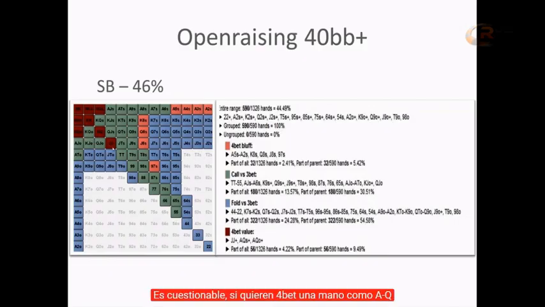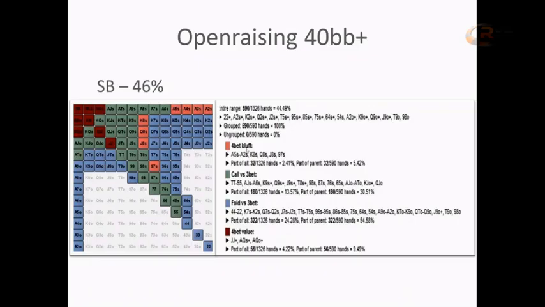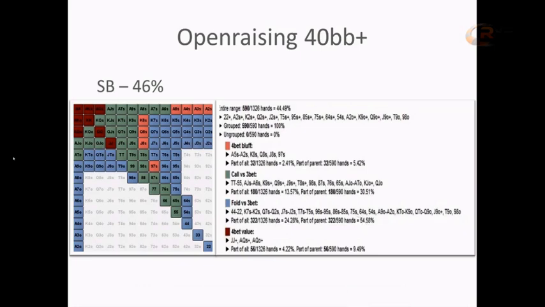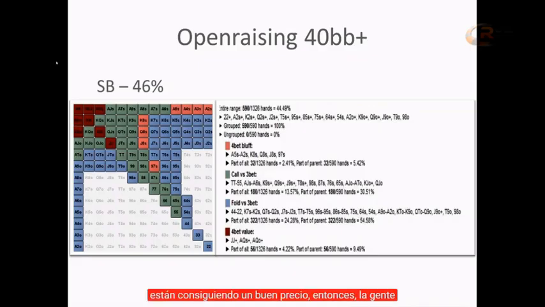It's questionable if you want to 4-bet a hand like ace queen. You can also just call against the 3-bet, but then you should 4-bet bluff a little bit less, otherwise you are over bluffing. The thing is though that people usually, that's why we are slightly over folding against 3-bets with 54%, because people usually 3-bet not that much from the big blind. I mean, they're in position and they're getting a good price, and people are not raising or 3-betting that much from the big blind. We should always open raise 3 times the big blind. If we have more than 40 big blinds, we should raise more than 3 times the big blind from the small blind.